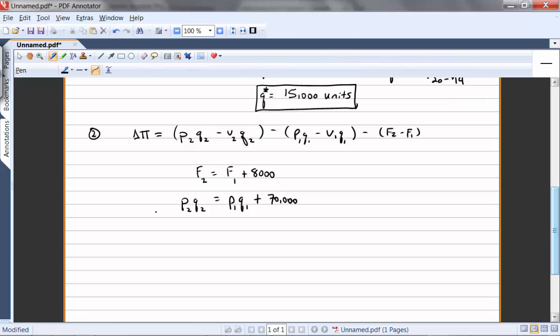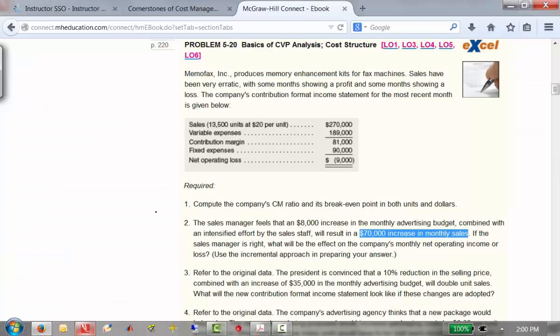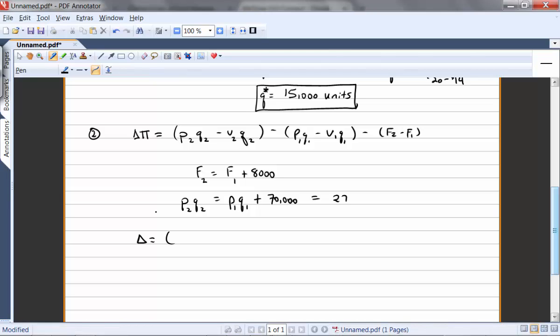And using this, we can solve for the change in profit. P2Q2, what's that? Well, it's whatever the old sales revenue was plus 70,000. What's the old sales revenue before we make the change? Well, it's 270,000. So the new sales revenue after the change must be 340,000. So that's P2Q2 minus V2Q2.